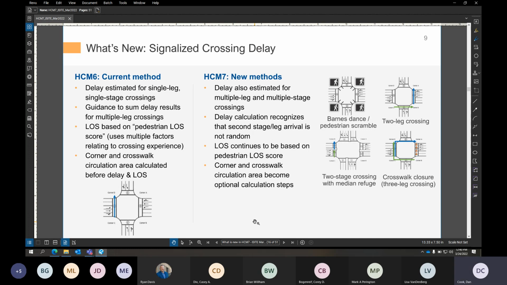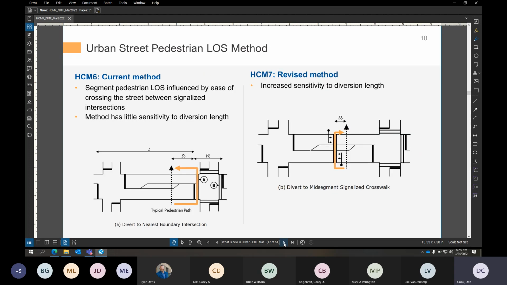more unconventional crossing maneuvers, definitely things we don't necessarily have here in Des Moines, but other big cities do, like a Barnes Dance or pedestrian scramble where you're crossing diagonally across the intersection, or just completely exclusive pedestrian movements at the intersection.